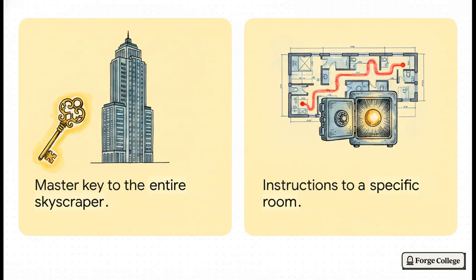And this brilliantly illustrates the concept. Imagine your seed phrase is the master key to a giant skyscraper. It gets you in the front door, right? But the derivation path, that's the turn-by-turn directions to find the exact safe you want to open. You could hold that master key all day, but without the specific instructions to, say, room 44, floor 60, index 0, you're literally going to be wandering those hallways forever. You absolutely need both of these pieces to actually access your funds.